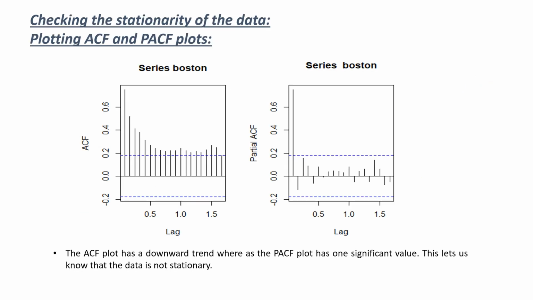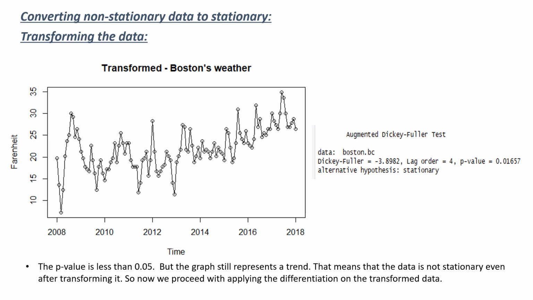Next, we are checking the stationarity of the data. The ACF plot shows that there is a little trend in it, while the PACF shows there is one significant value, which means the data is non-stationary. The data is transformed using a lambda value of 0.8. Then the Dickey-Fuller test is performed on it, where the result shows a p-value of 0.01. It is less than 0.05, but when we observe the graph, it represents a trend. When a trend exists, the data is said to be non-stationary.